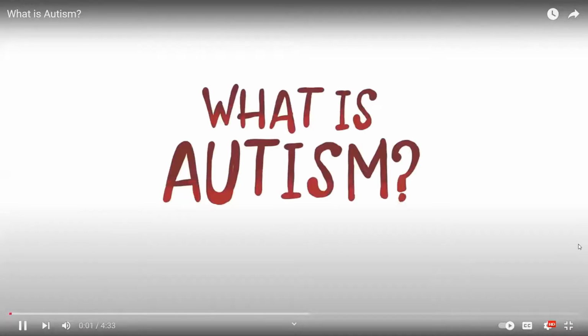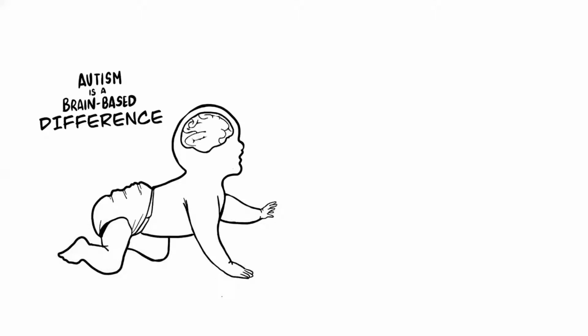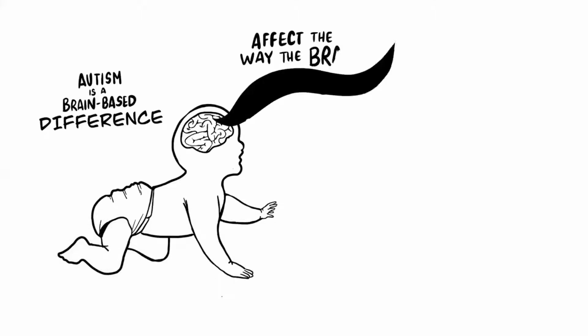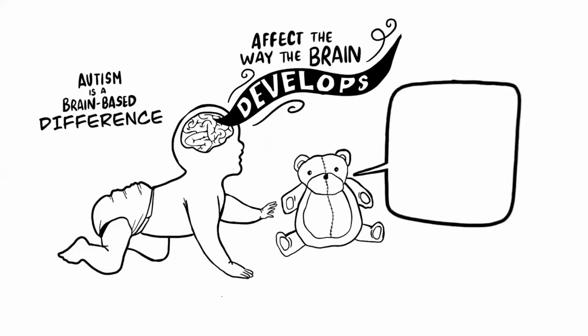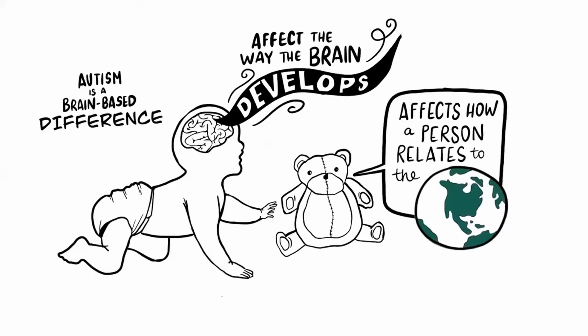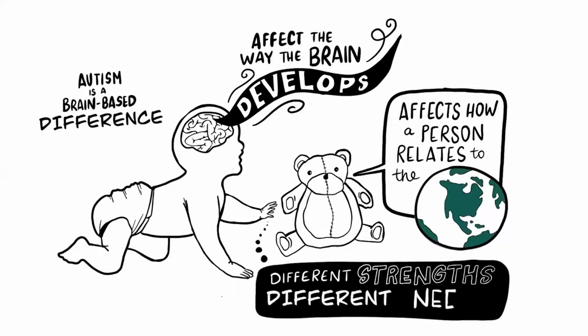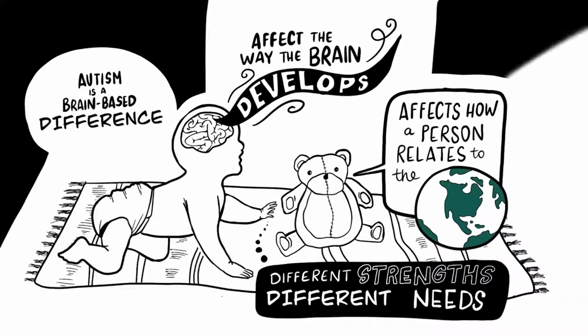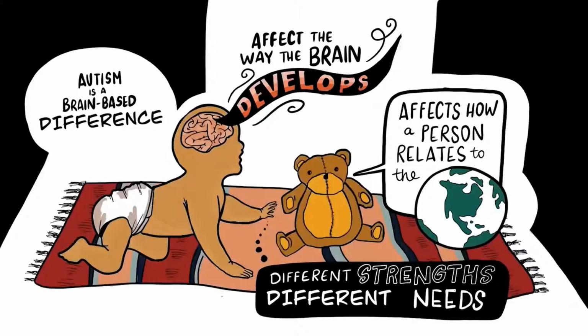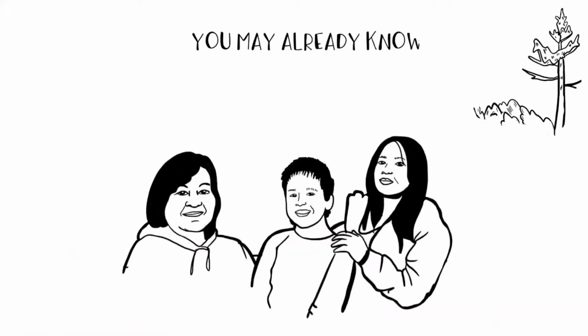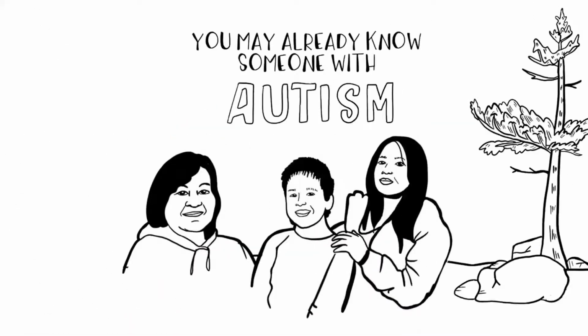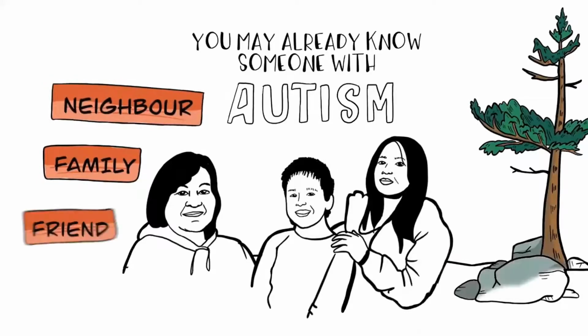What is autism? Autism is a brain-based difference or neurodevelopmental disorder that affects the way a child's brain develops. Autism affects how a person relates to the world around them. Each child with autism has different strengths and needs. They have things they're good at and things they may need more help with. You may already know someone with autism, maybe a family member or a neighbor or a friend or a coworker.